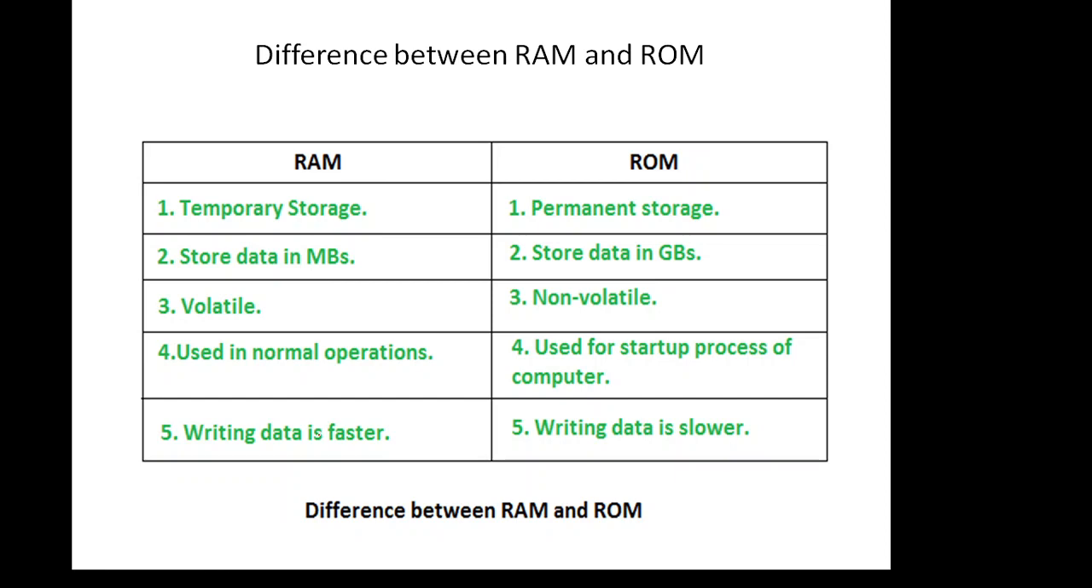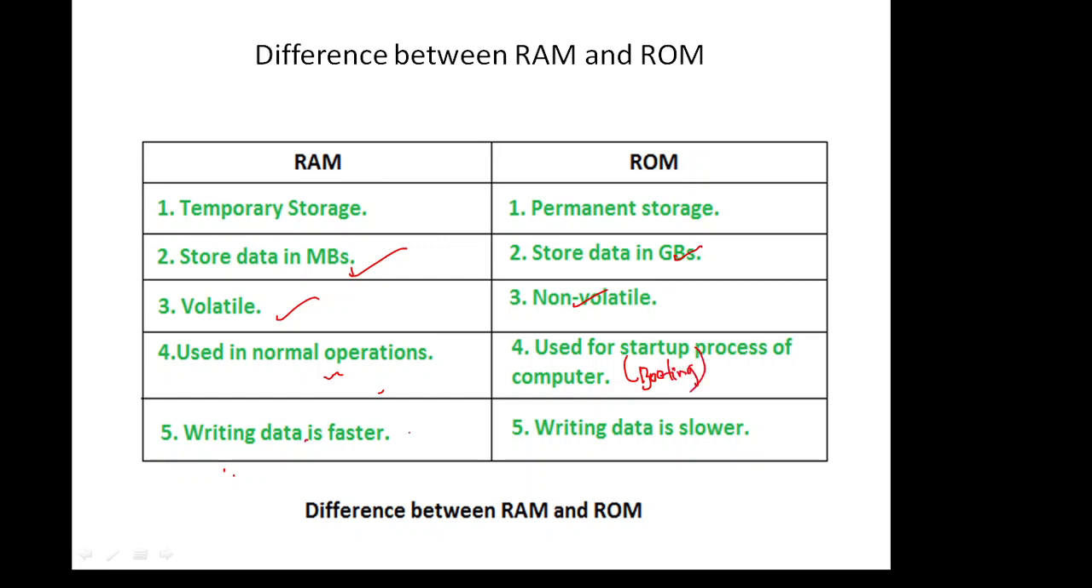Now finally, we'll see the difference between RAM and ROM. As we all know, RAM is a temporary storage and ROM is a permanent storage. RAM stores the data in MBs, whereas ROM stores the data in GBs. RAM is volatile, ROM is non-volatile. RAM is used in normal operation, while ROM is used for the startup process, or we can say the booting process.